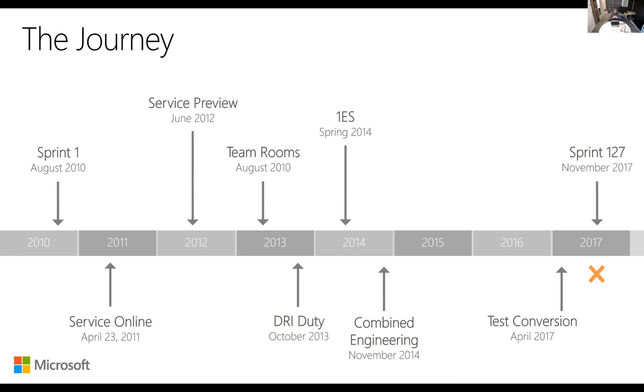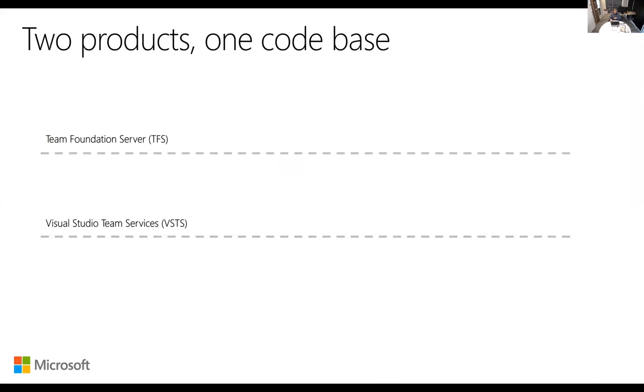Sprint 1 was August 2010, and the slide is now a couple of months out of date. November 2017 was Sprint 127. We're now finishing Sprint 129. And many, many things have changed along the way. I'm going to talk about a handful of them that I think are particularly interesting.